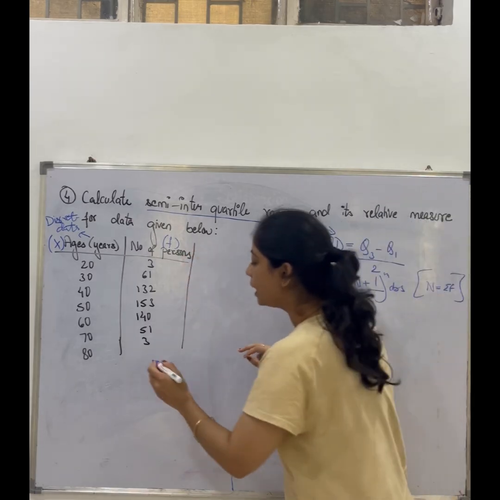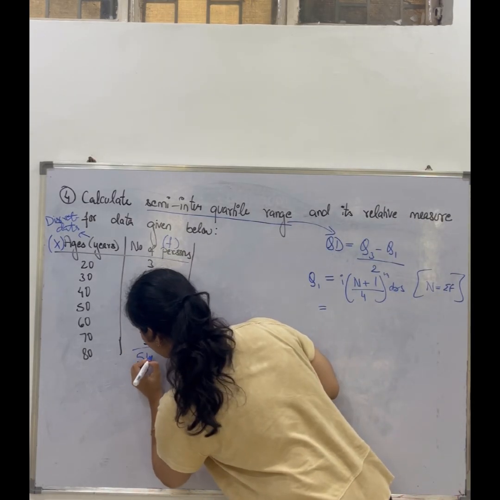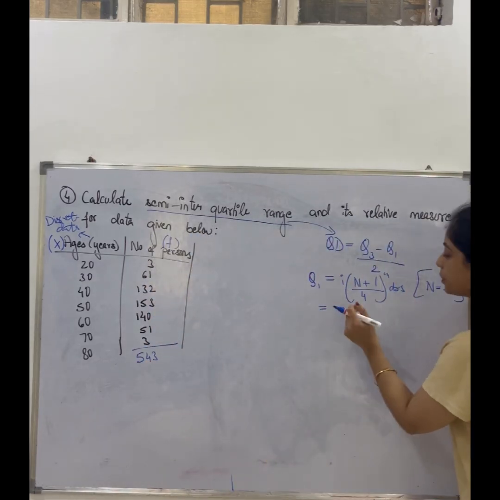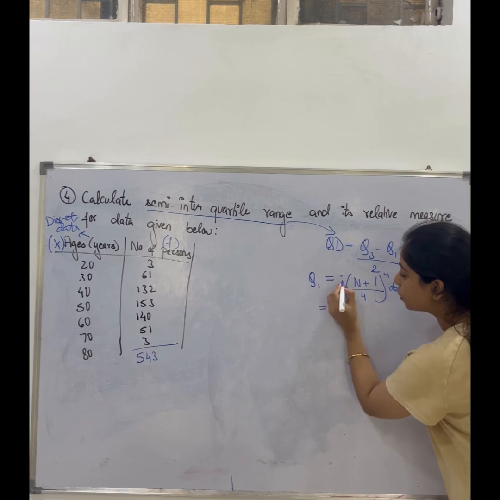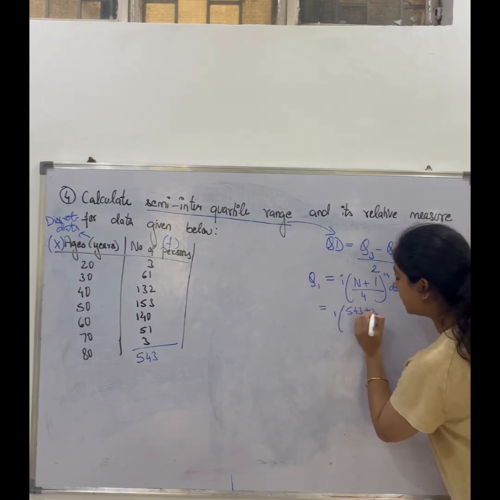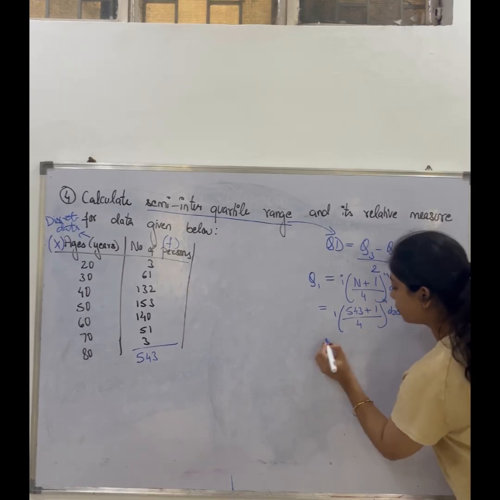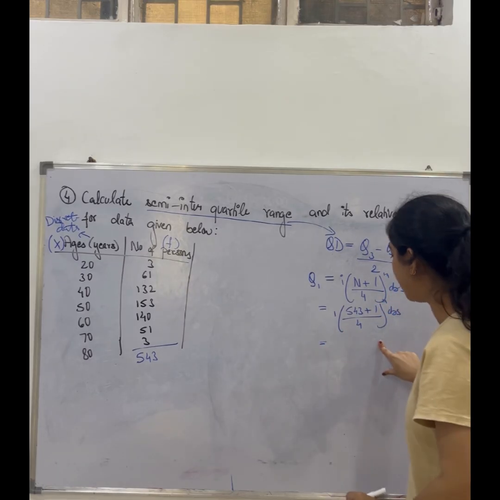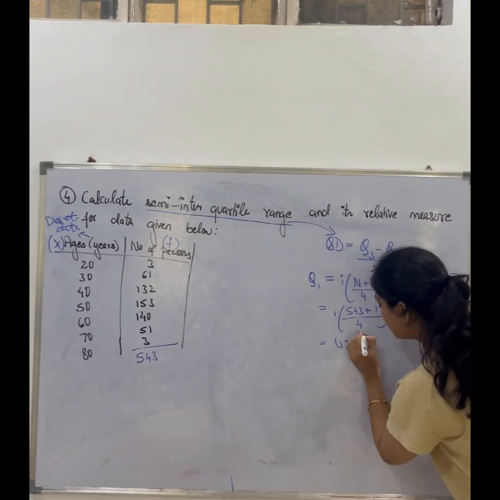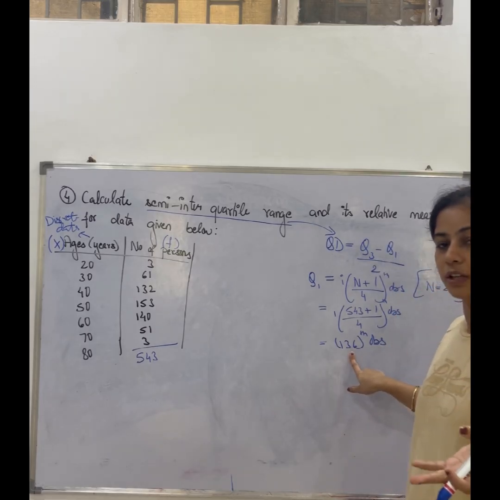So first we need to calculate the total of frequency, which is nothing but 543. Now we will substitute in the formula. Since we have to find the first quartile, i value will be 1. 543 plus 1 by 4th observation, which is nothing but 544 by 4th, 136th observation.